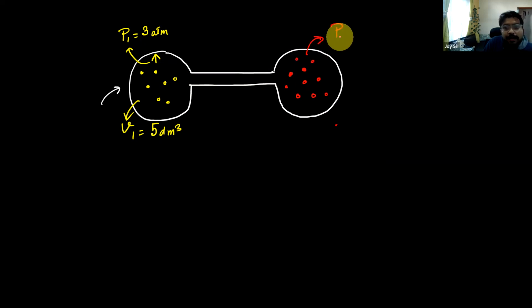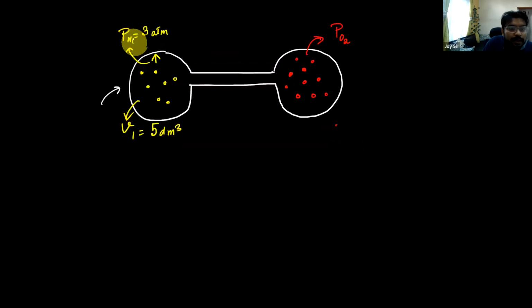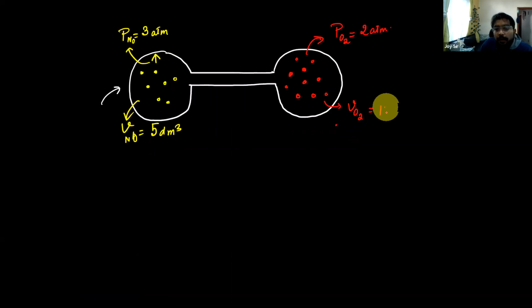This is oxygen gas. The first gas was what? The first gas was nitrogen oxide. So let us write nitrogen oxide only, so that there is no confusion. Nitrogen oxide. So the second gas is oxygen, PO2, and its pressure is 2 atm. Volume कितना होगा इसका? Volume of oxygen gas is 15 decimeter cube.